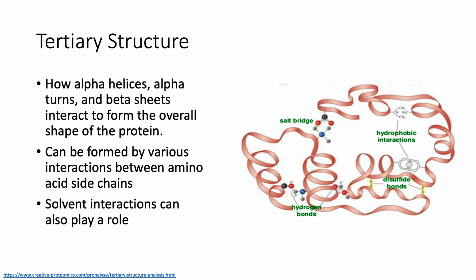Those different side chains have hydrogens that are attached to nitrogens and oxygens, and carbonyl groups that can form hydrogen bonds. And then those electrically charged side chains can form salt bridges. So if you have a positively charged and a negatively charged amino acid near each other, then they can have an ionic interaction like that. Interactions with the solvent also play a role, and this is what holds the protein together in its functional shape.